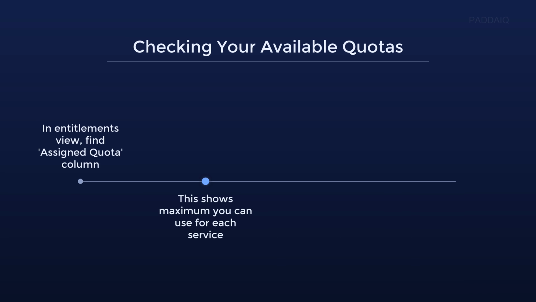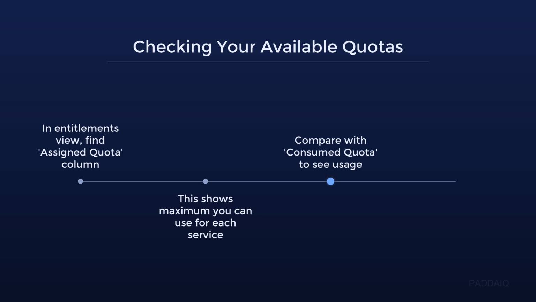This shows the maximum you can use for each service. It means your subscription sets a hard limit for every SAP BTP service. For example, your HANA database might be capped at 256 gigabytes. You cannot exceed this. Always monitor these quotas to ensure your applications have the resources they need to run properly.